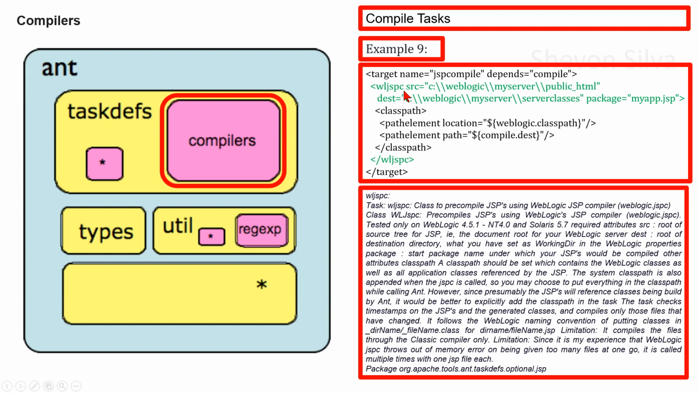The task checks timestamps on the JSPs and generated classes and compiles only those files that have changed. It follows the WebLogic naming convention of putting classes in _dirname/filename.class for dirname/filename.jsp. Limitation: it compiles the files through the classic compiler only. This is in the package org.apache.tools.ant.taskdefs.optional.jsp.